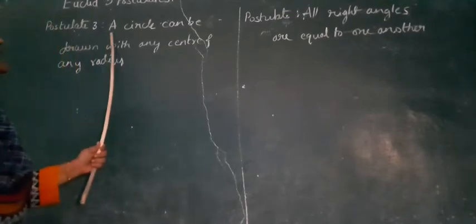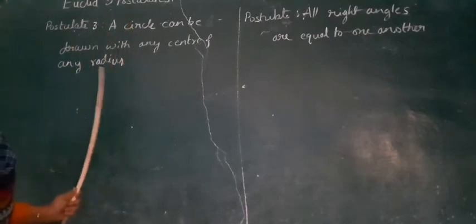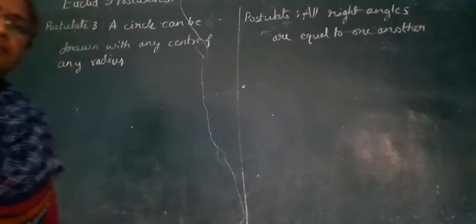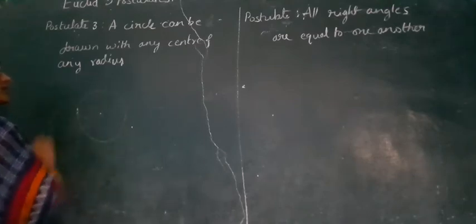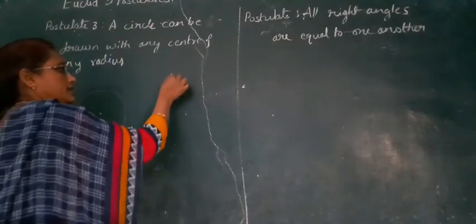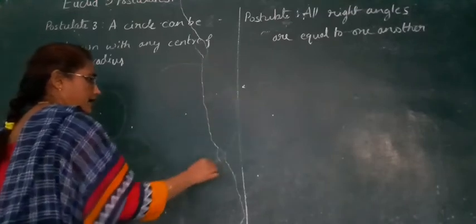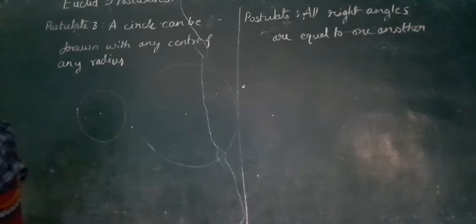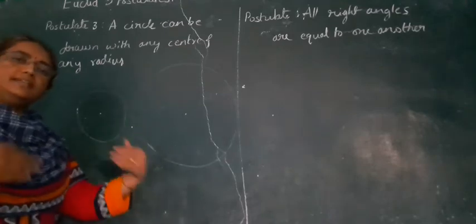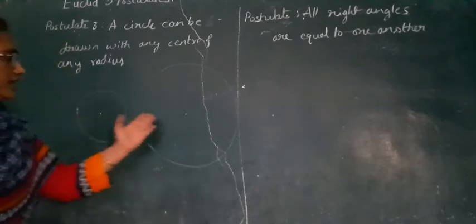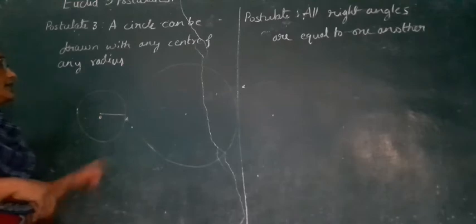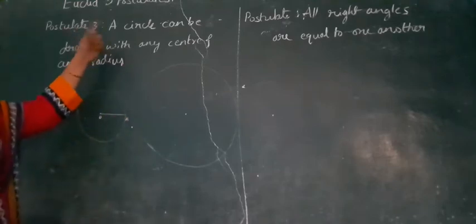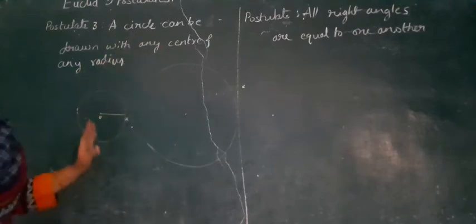Now, let us see postulate 3. A circle can be drawn with any center and any radius. This we know. Consider this is a center with some radius. I will draw one circle, and with any other center with more radius, I will draw another circle. Using a compass, we can draw many more circles using different centers and different radii. This is called the radius. The distance between the center and any point on the circumference is known as the radius. So, the third postulate says a circle can be drawn with any center and any radius.